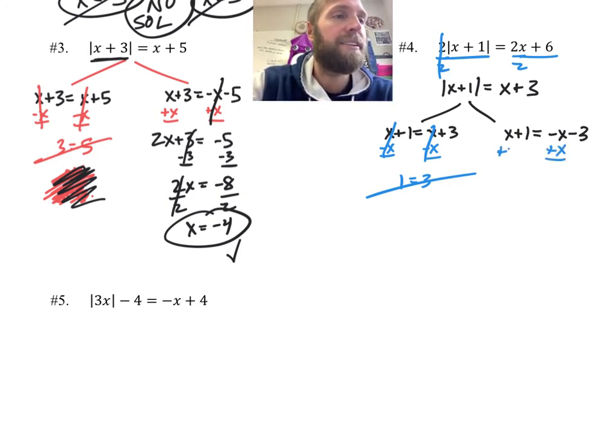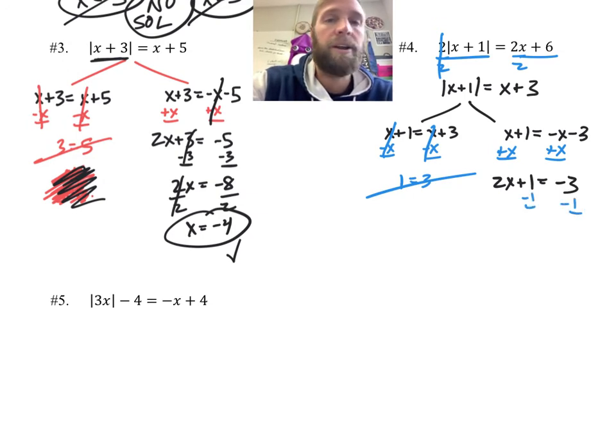Let's add x. That gives us 2x plus 1 equal to negative 3. Welcome back to middle school math. Go ahead and subtract a 1 on both sides. That's gone. We're undoing. 2x is equal to negative 4. Divided by 2, and x equals negative 2.